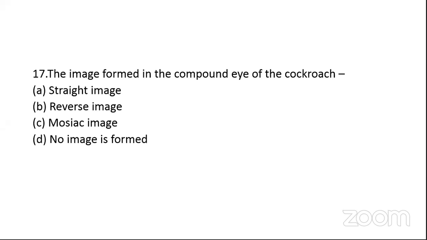Then, the image formed in the compound eye of cockroaches. The compound eye of a cockroach has many individual units called ommatidia. Okay, so remember this. It is a mosaic image. It is not a straight image. It is not a reverse image. It is not an image to be formed at all. It is a mosaic image.